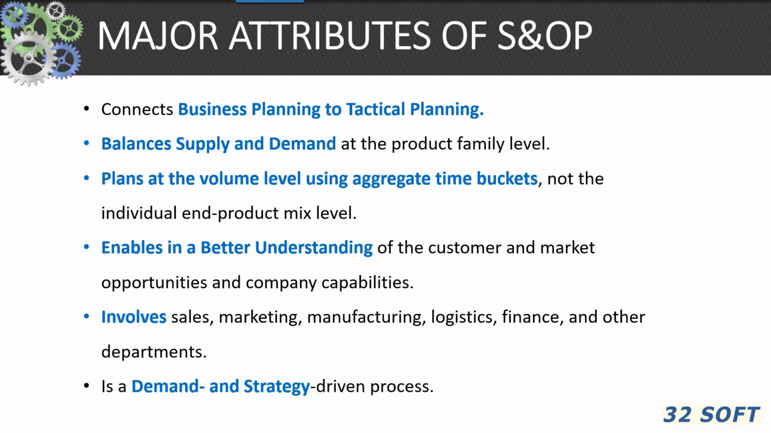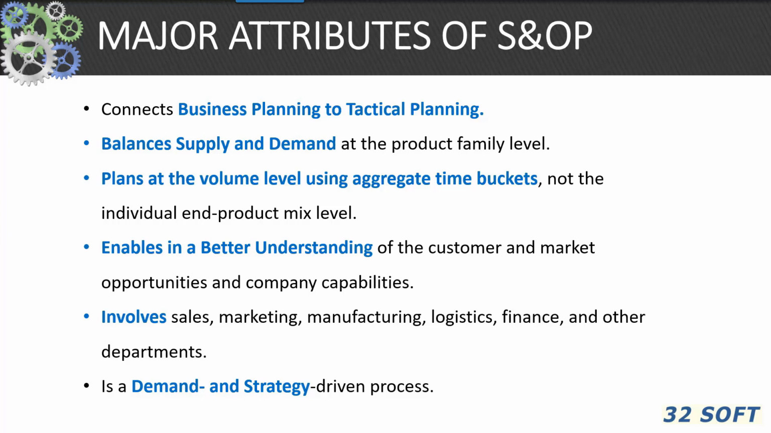Major aspects of S&OP are: it balances supply and demand at a product or high family level. It plans in volumes across aggregate time buckets, not at the individual end item level that we see in the master schedule and MRP. It enables a better understanding of customer and market opportunities and company capabilities.